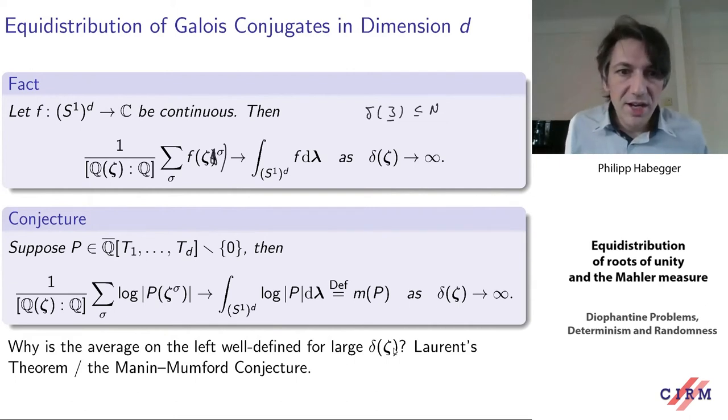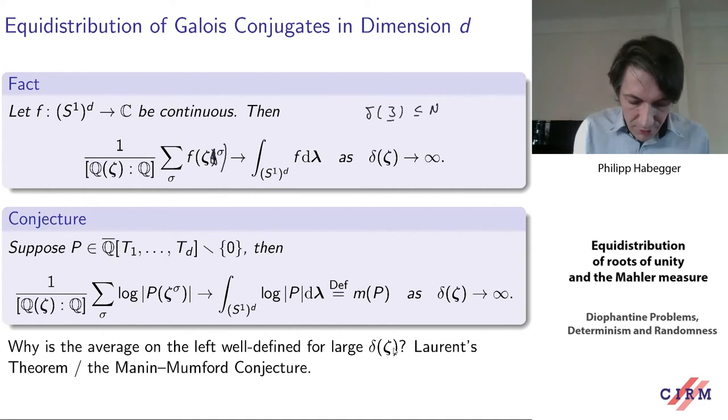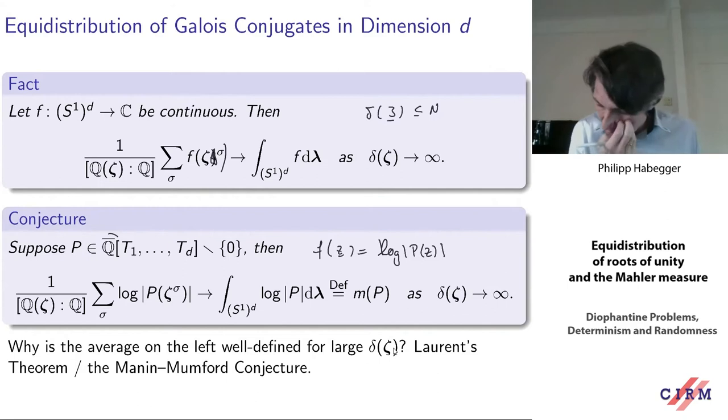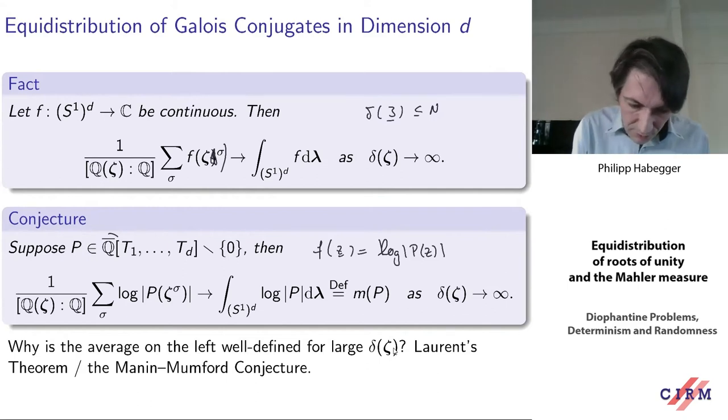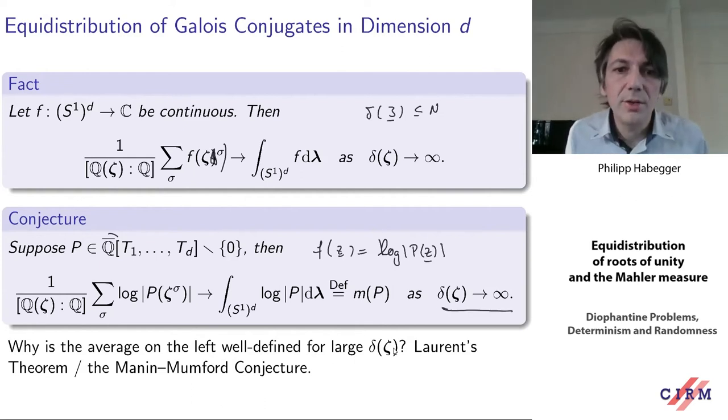Okay, so what is the conjecture that we have for logarithmic singularities? Let's look at this test function here, coming from a polynomial p with algebraic coefficients. The test function is then, for a tuple, we take log of the absolute value of p evaluated at this tuple. And our conjecture is that if you average over this test function, you'll converge to the integral over log of the absolute value of p as this delta invariant here goes to infinity.